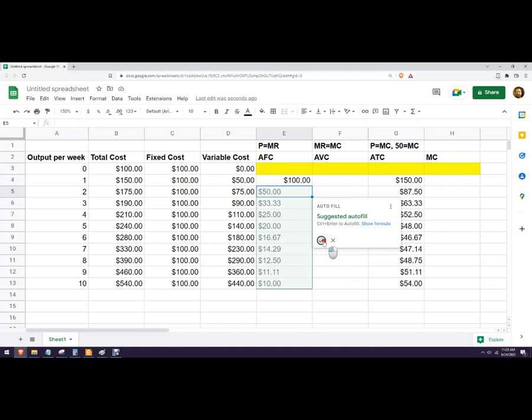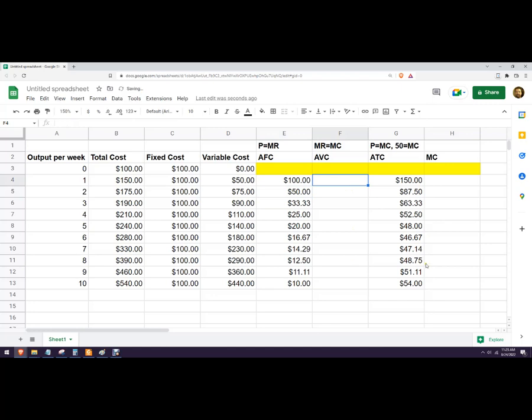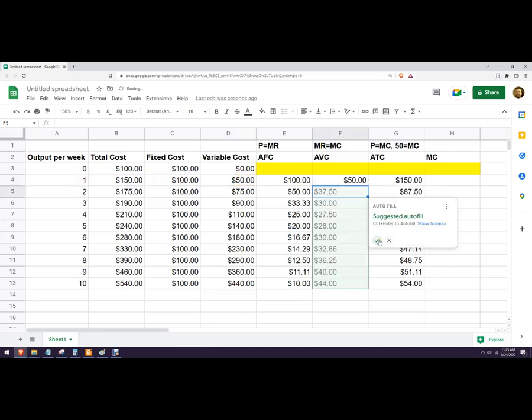Okay, so we'll take its autofill suggestion there. And then with average variable cost, we're going to do the same thing, but with variable. Oh, no, not with variable. So see, if I took its example, it would have given me the wrong answer. So I want to go variable cost divided by output, actually. Okay, and that's what I want.